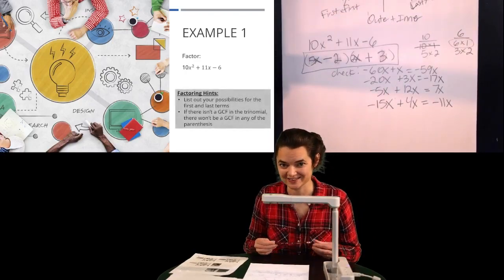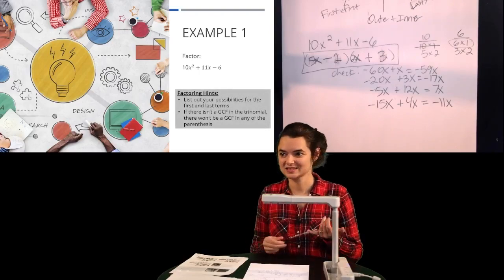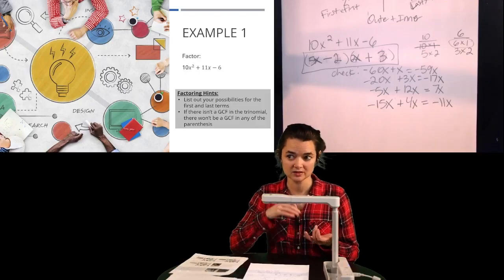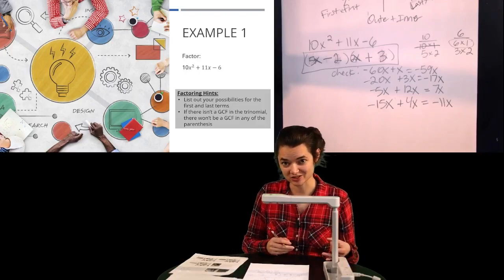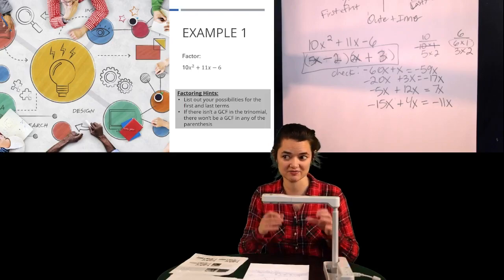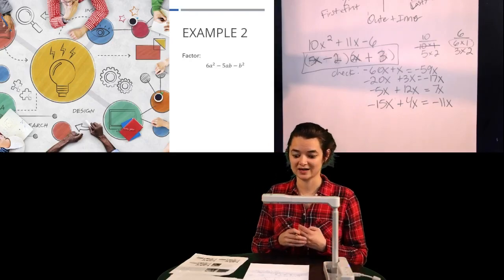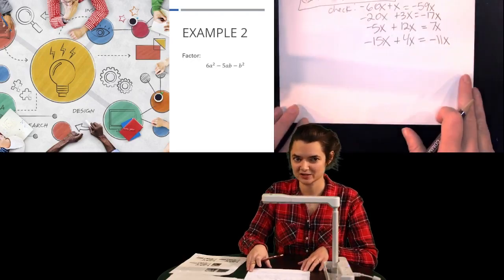So lots of factoring hints that we did today. List out those possibilities for the first term and last term so you can keep yourself organized. If there isn't a GCF in the trinomial, there will not be a GCF in any of your parentheses. All right, let's do another one. Maybe we'll be faster on this one.